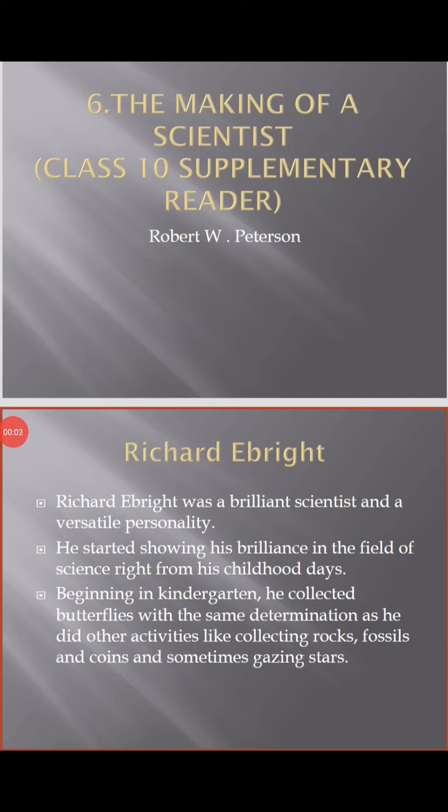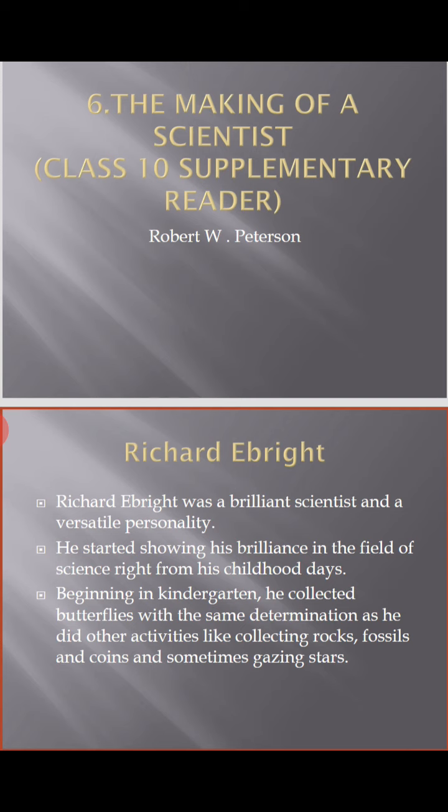Hello, dear students. Last time I gave you the outline of the story, The Making of a Scientist, which is chapter number 6 of your supplementary reader. I hope you have read the lesson, and today I'm going to discuss with you certain points regarding the main character of the story, Richard Ebright.